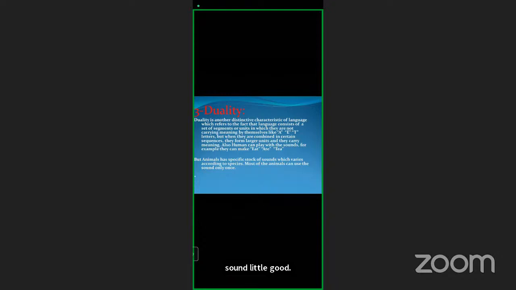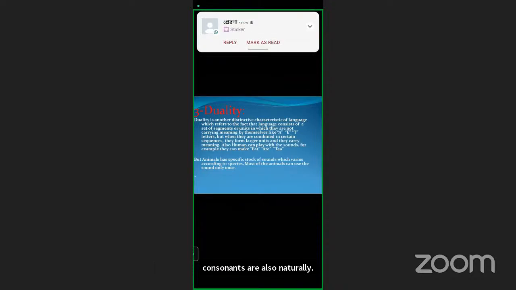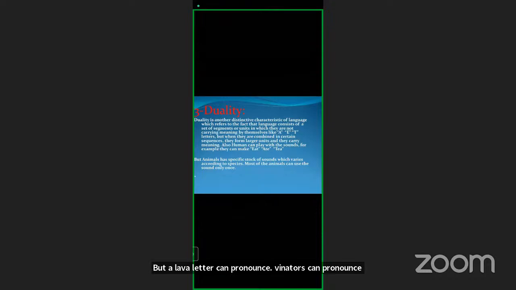Okay, let me tell you. See, vowels are letters and consonants are also letters. But a vowel letter can be pronounced independently. They never depend on any other letter. But a consonant can't do that. They are dependent on the vowel letters. Similarly, in the case of sounds, vowel sounds can be pronounced independently, whereas consonant sounds can't be pronounced independently.